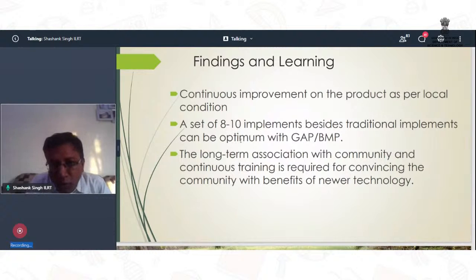A long-term association with the community has to go on, with continuous training, because dissemination is again a big challenge. Next slide, please.